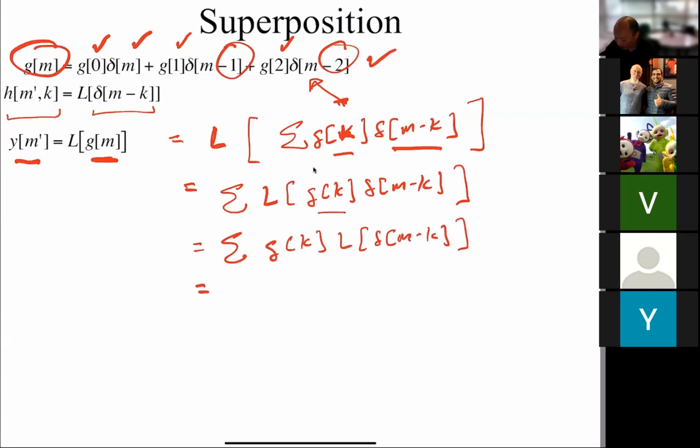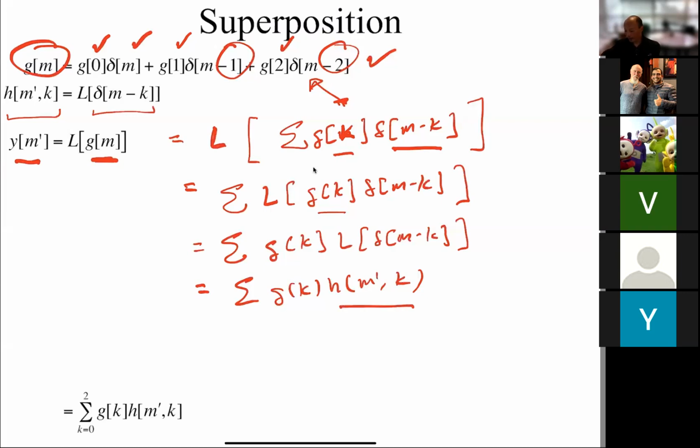Right. And now I just have g of k times each of my impulse responses. So superposition is just saying, if I know all my impulse responses, then given any arbitrary input, I can express it as the sum of those weighted impulse responses. And so then I can write out what the output is as just a sum. This is just a weighted sum of these impulse responses. And that's shown here in the bottom as well.